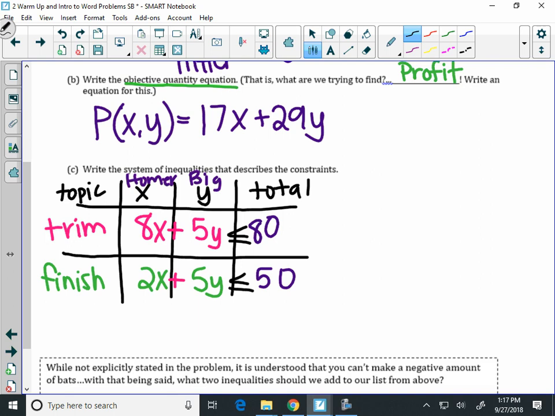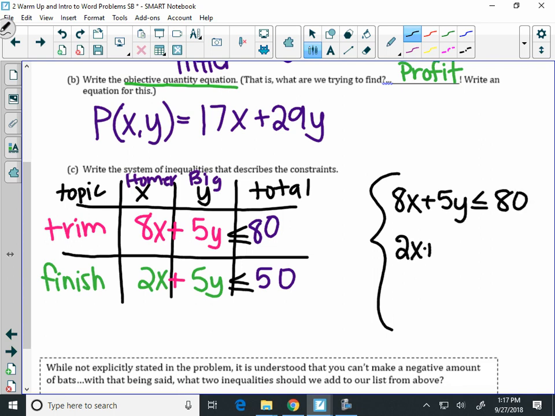So those are what's going to be our equations for our system. So let's write our system. Our system goes in curly brackets. So I have 8x plus 5y less than or equal to 80, and 2x plus 5y less than or equal to 50. Now today, we're stopping there. Tomorrow, we're going to end up solving those for y, graphing them, and then finding the actual profit and how many bats they have to manufacture. But today, we want to set them up.